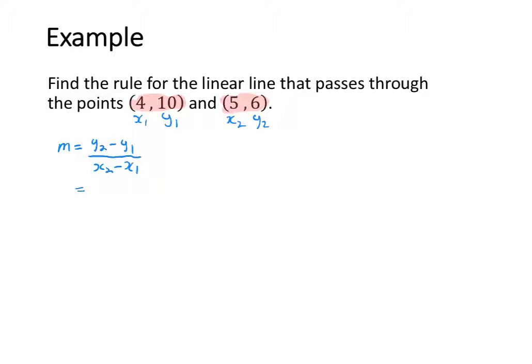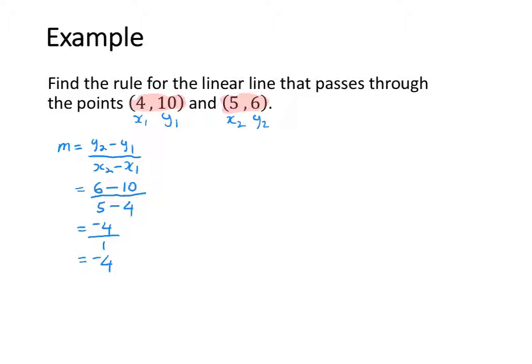Then I substitute in my values from the coordinates that I labeled. So that's going to be y2, which is 6, minus y1, which is 10, over x2, which is 5, minus x1, which is 4. So that is going to equal negative 4 over 1. So my gradient is negative 4. My first step in finding the gradient has been completed, and the gradient is equal to negative 4.